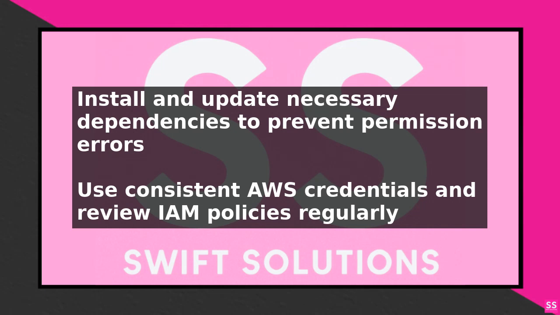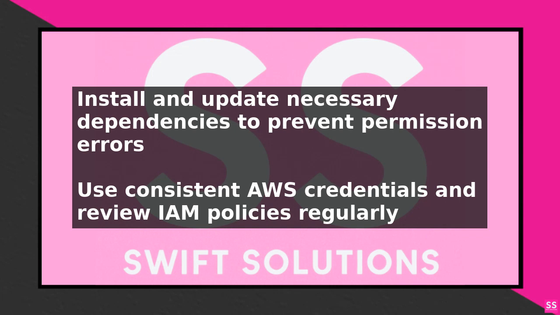To prevent permission errors in the future, it is a good practice to use a consistent set of AWS credentials and to regularly review and update the IAM policies. Additionally, make sure to keep the Amplify CLI and all dependencies up to date.